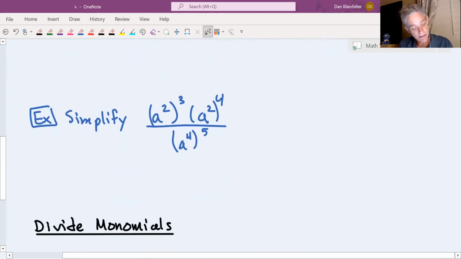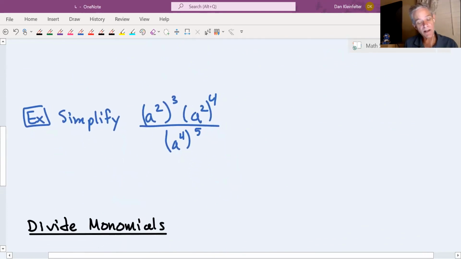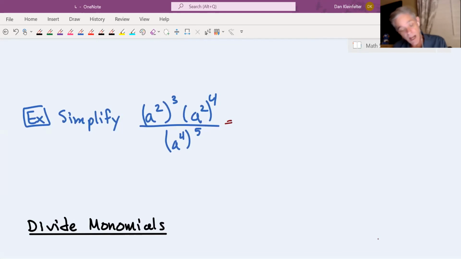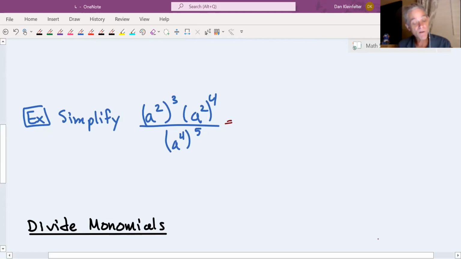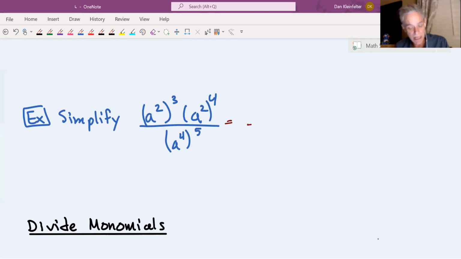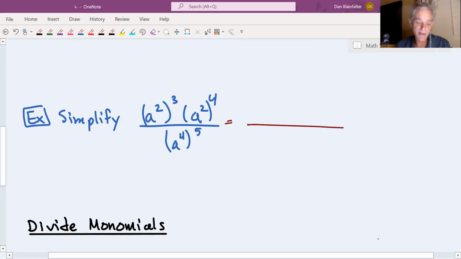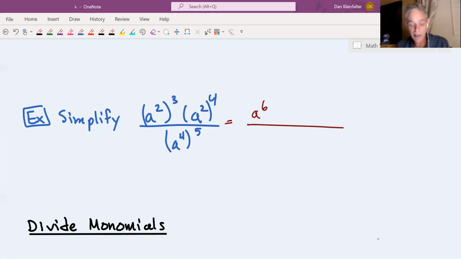All right, so next up, a squared cubed, a squared to the 4th power, then that's divided by a to the 4th power raised to the 5th power. So this one seems kind of excessive, but that's okay, we can do it. Raising a power to a power, we will multiply exponents. We'll do that again. A6 times A8, and then that's divided by A20.